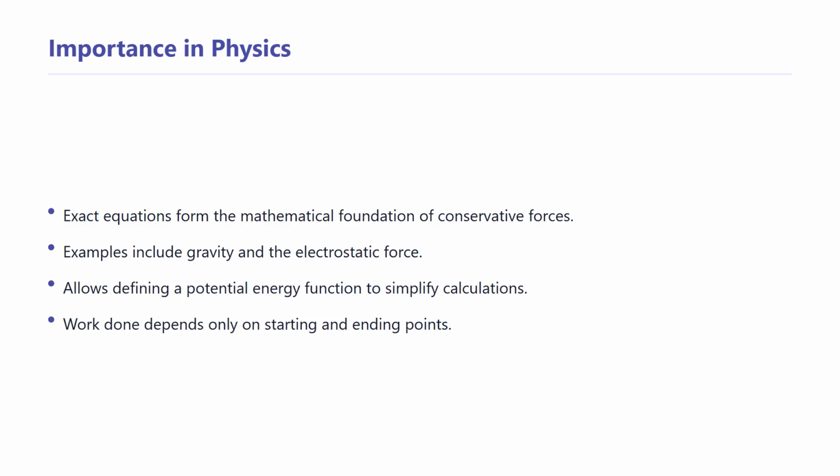Why do we care so much if an equation is exact? In physics, exact equations are the mathematical foundation of conservative forces, like gravity or the electrostatic force. When a force field is exact, you can define a potential energy function for it. This simplifies calculations immensely because the work done by moving an object in such a field depends only on where you start and where you end, completely ignoring the winding path taken between them. This is why gravity does not care how many loops a roller coaster makes. The energy depends only on the height.